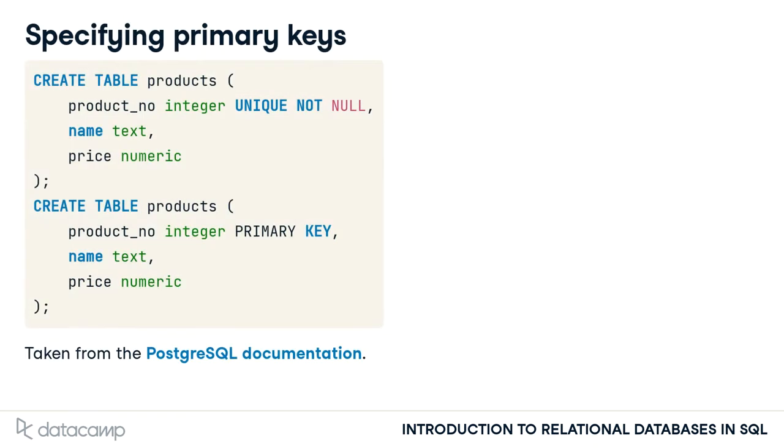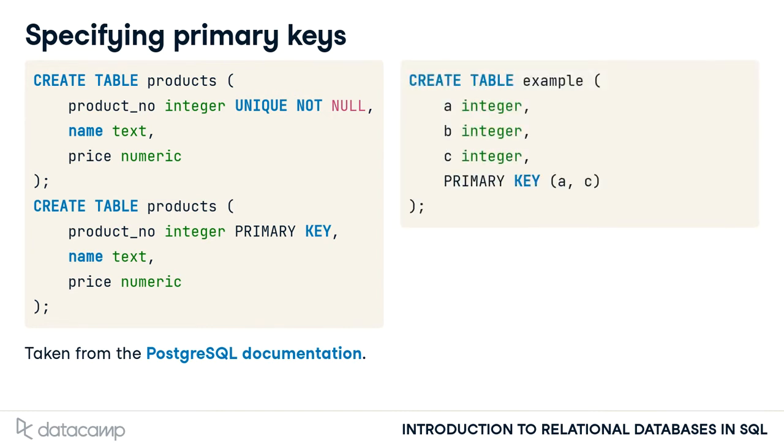So these two tables accept exactly the same data. However, the latter has an explicit primary key specified. As you can see, specifying primary keys upon table creation is very easy. Primary keys can also be specified like so. This notation is necessary if you want to designate more than one column as the primary key.